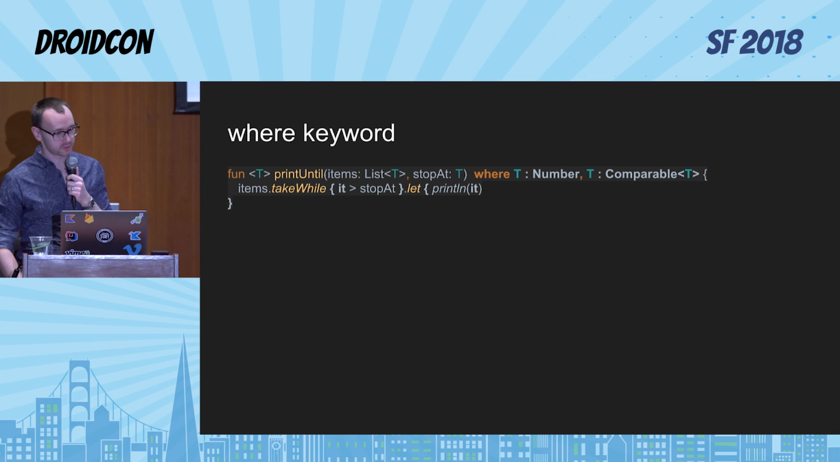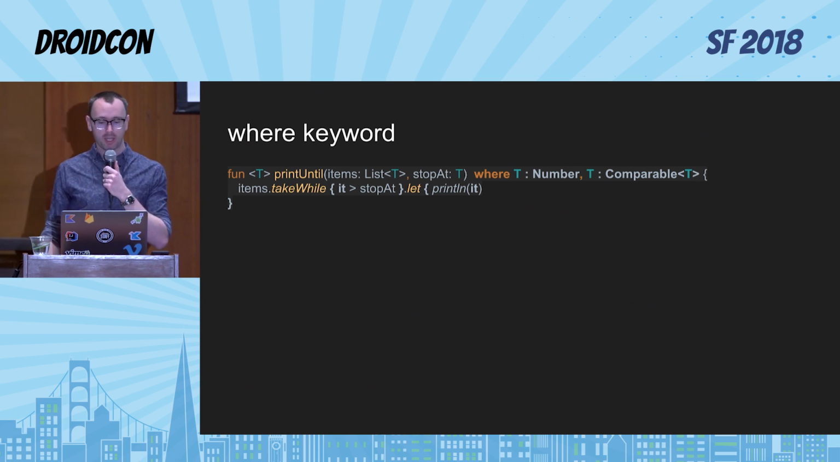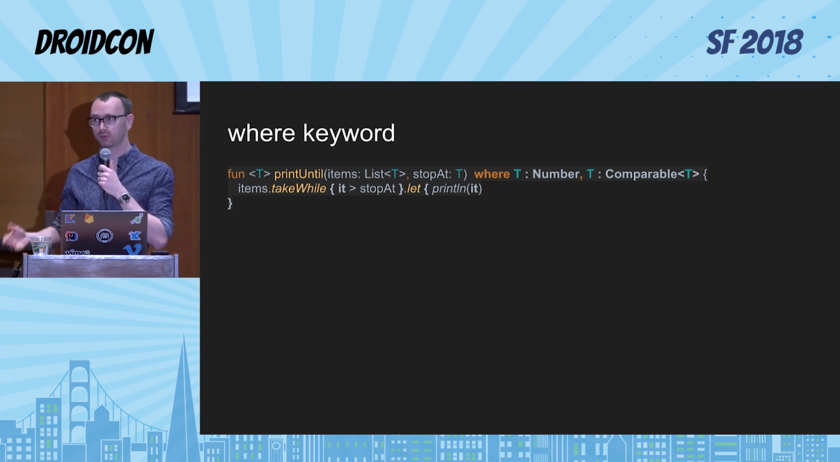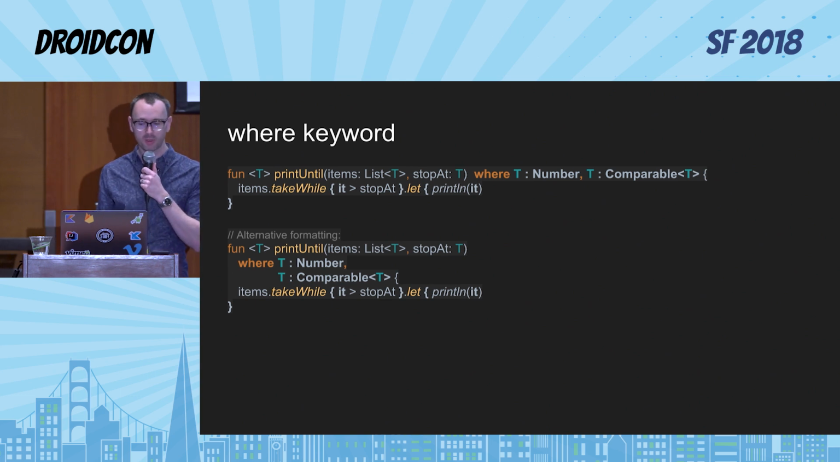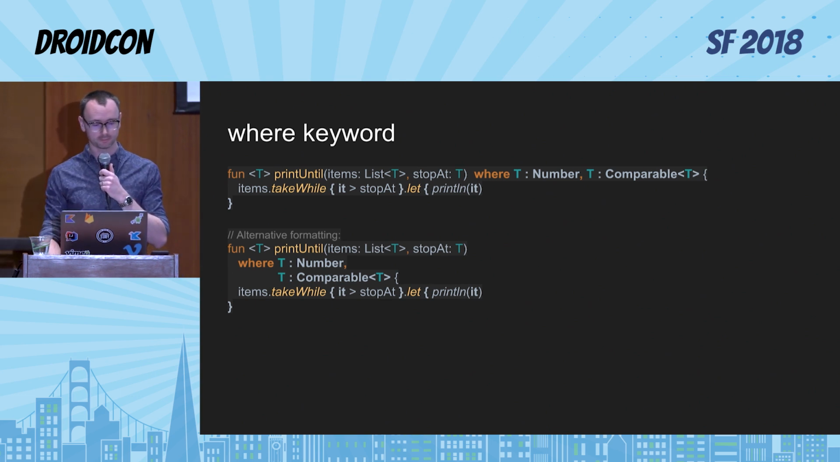The where keyword looks like this. You take the bounds off of the actual generic type, and you put them at the end of the method signature using the where keyword. So you can specify multiple bounds for your generic types. In this case, it's where T is Number, and T is Comparable against T. This is just alternate formatting of the same thing. Makes it look a little cleaner. So that's the where keyword.